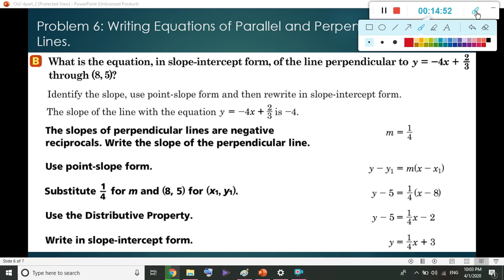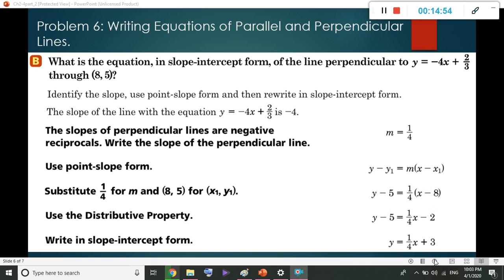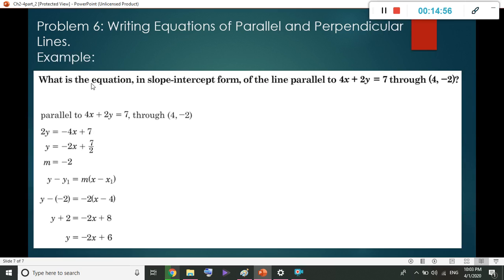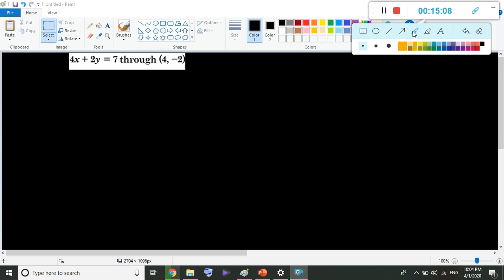Okay, so now let's go for the last example that we have here. Again, we're going to find the equation of the line parallel to this equation. Okay, so they gave us this equation and we're going to find the line parallel to it. Okay, let's solve it now. Here they gave us this form, not the slope intercept form, so we have to find the slope from this equation.